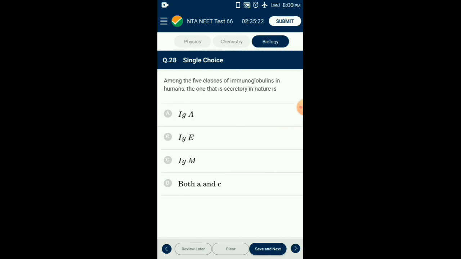Question number 28. Among the 5 classes of immunoglobulins in humans, the one that is secretory in nature is. Among the 5 classes of immunoglobulins in humans, immunoglobulin A and immunoglobulin M are secretory in nature. Secretory immunoglobulin A is involved in mucosal defense mechanism compared to immunoglobulin M. Immunoglobulin A is the most potent secretory antibody. So the answer for this question is option D, both immunoglobulin A and immunoglobulin M.